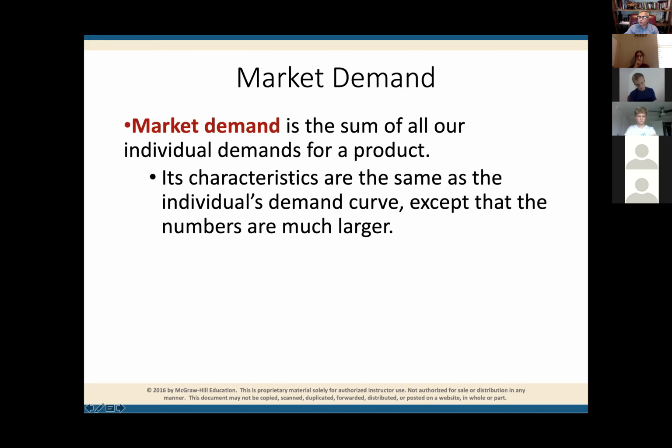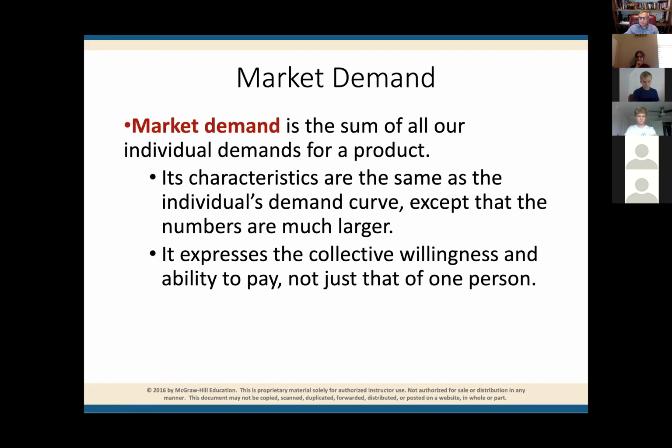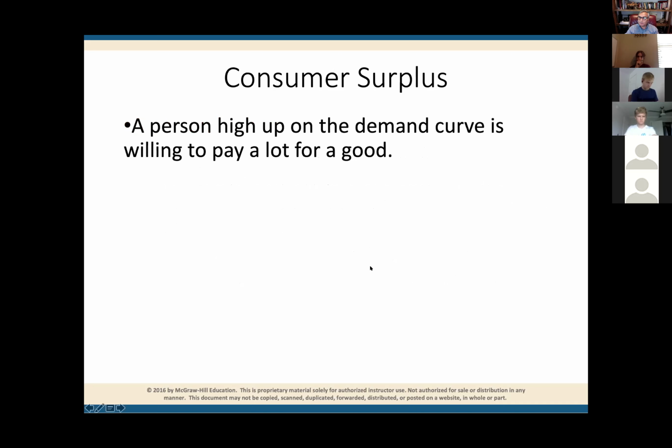And again, different people buy different products because of different reasons. Some of them have limited budgets. Some of them have higher or lower taste for the product. Some of them have different desires. There's different things going on in their lives at that point. So at the same price, different people buy different quantities, right? So the market demand is the collective willingness and ability to pay, not just for one person, but for all the participants.